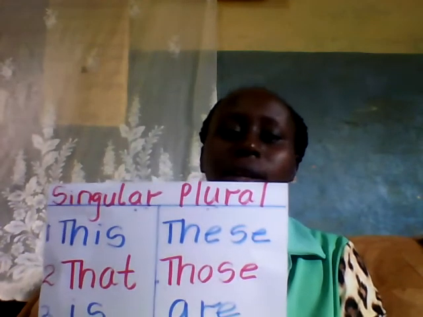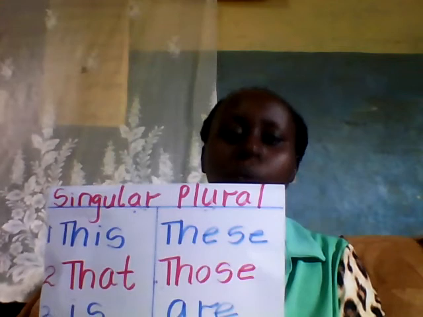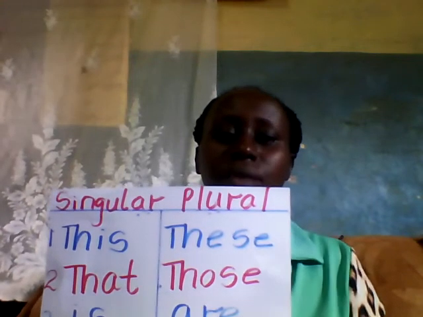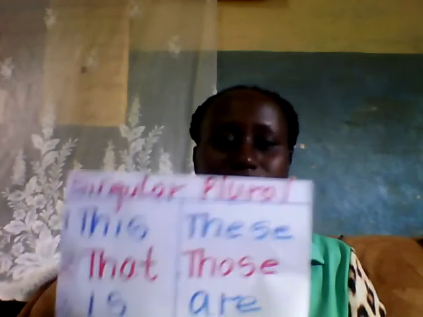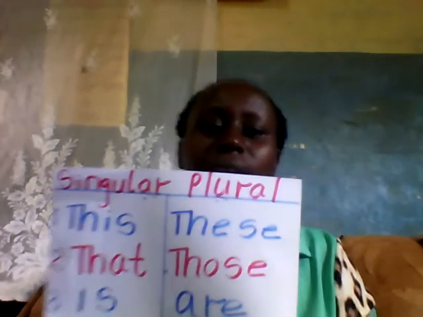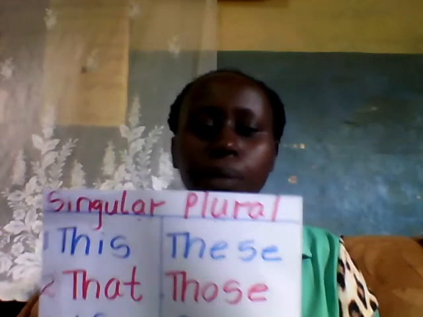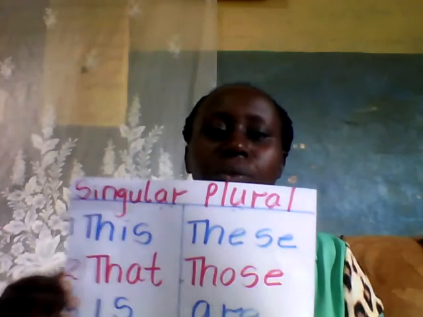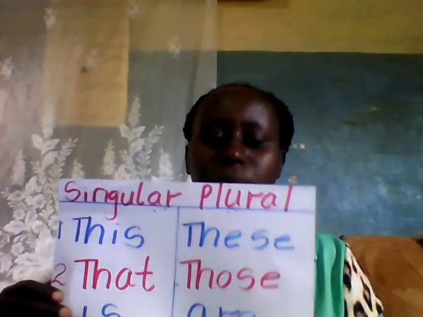When you are talking about one item, you use it in singular form as this. When you are using it in plural form and you are referring to many items, you will refer to it as these.